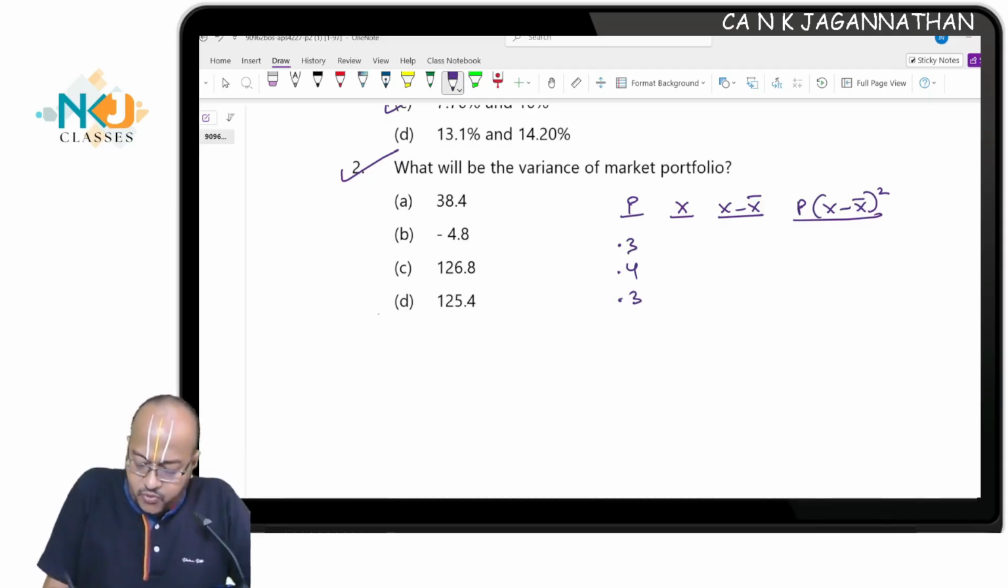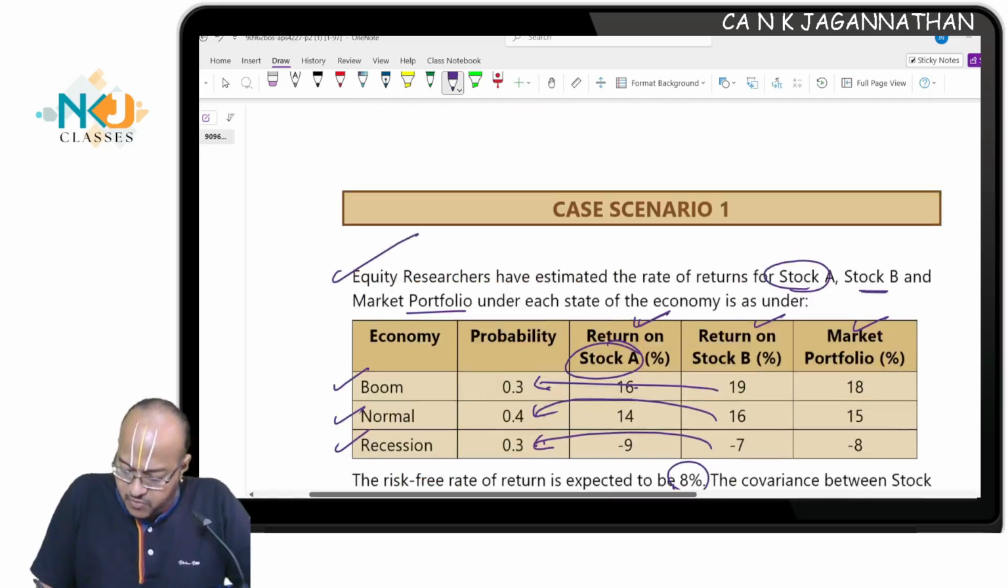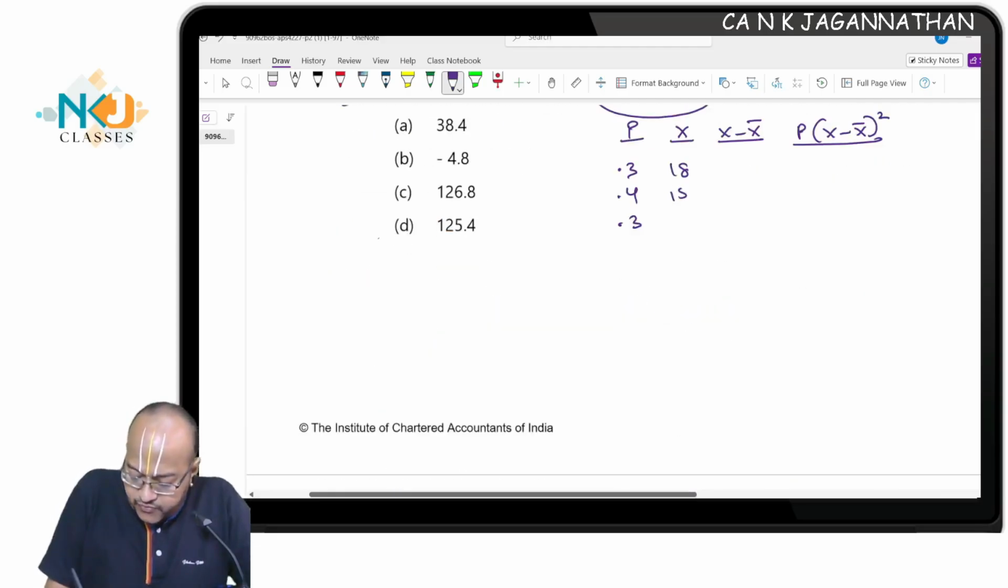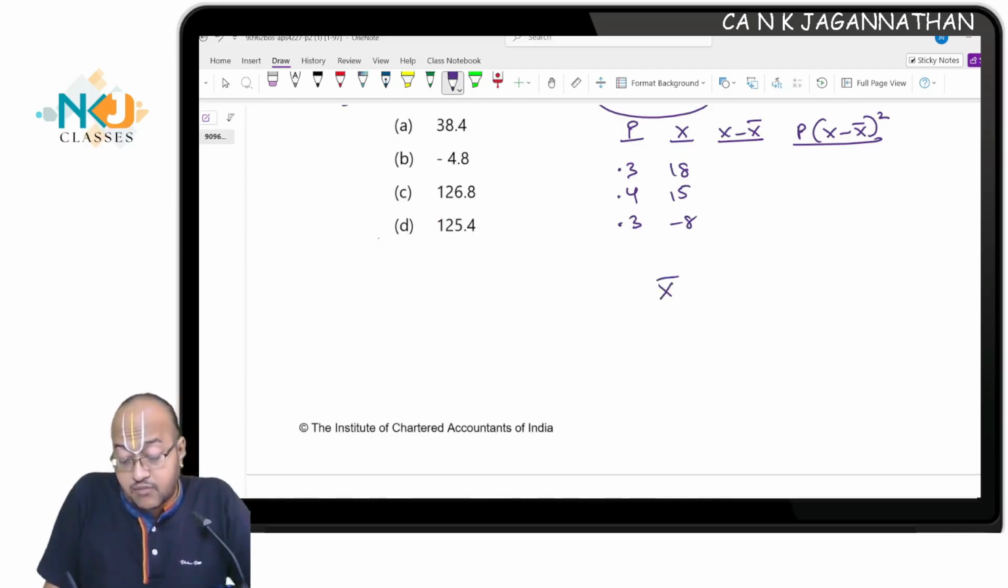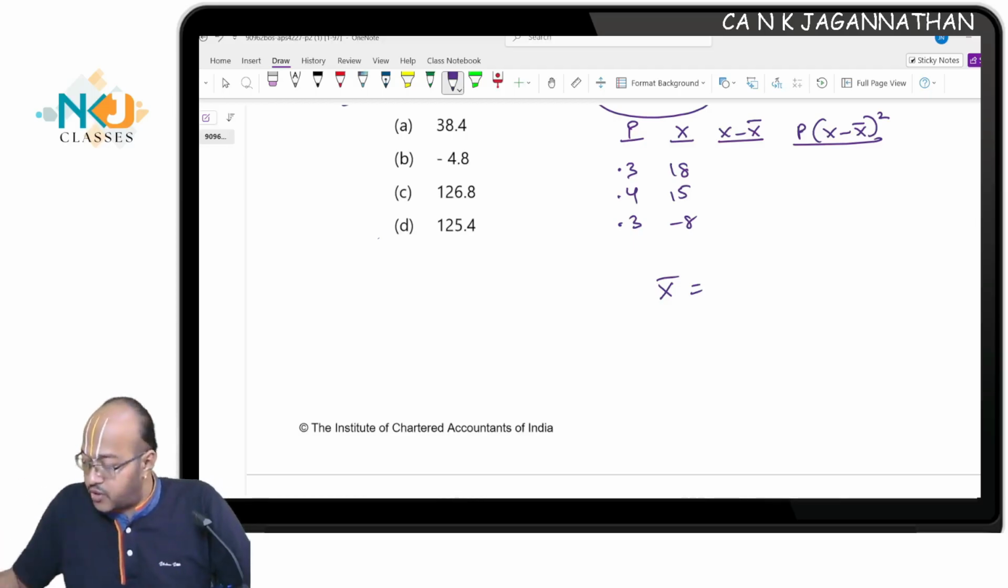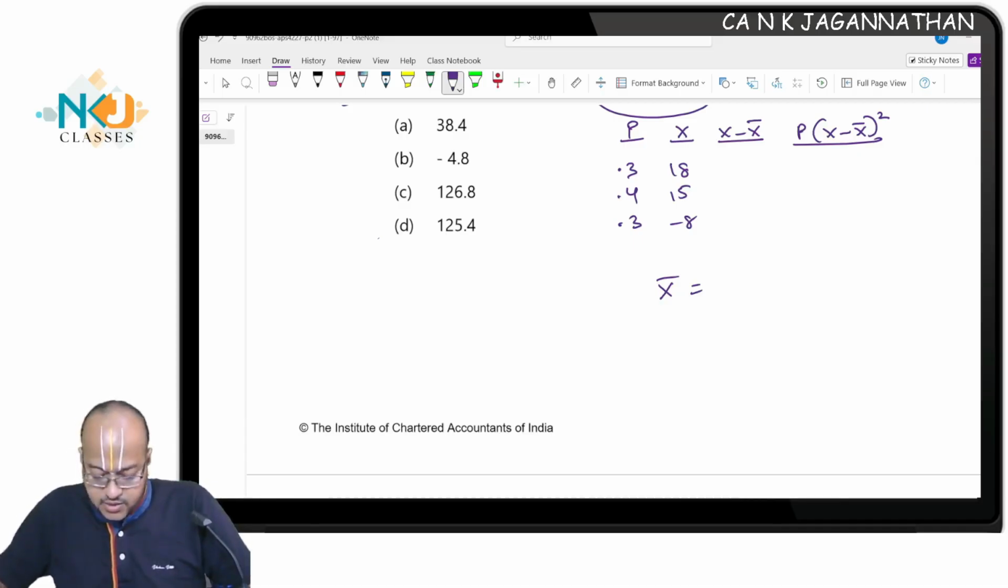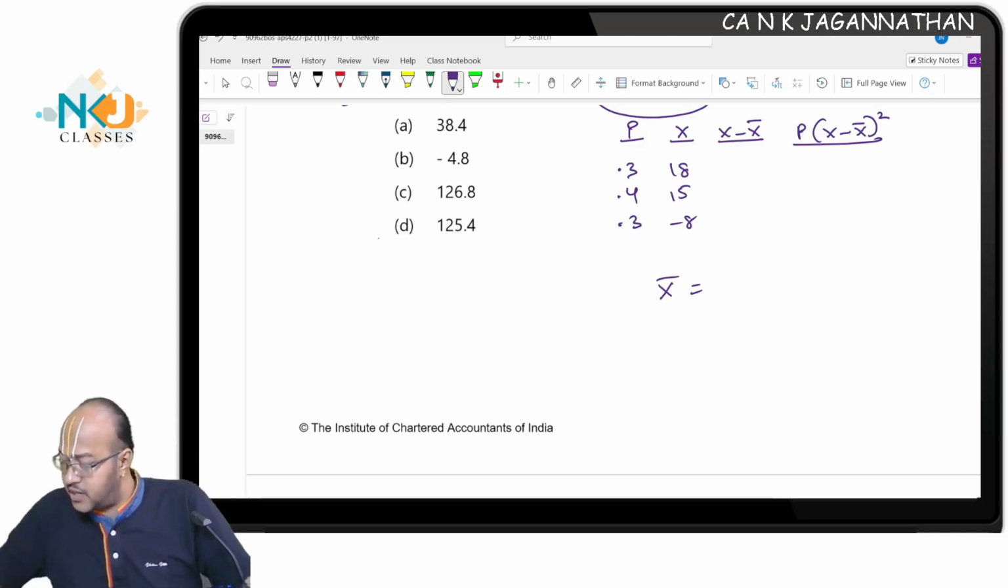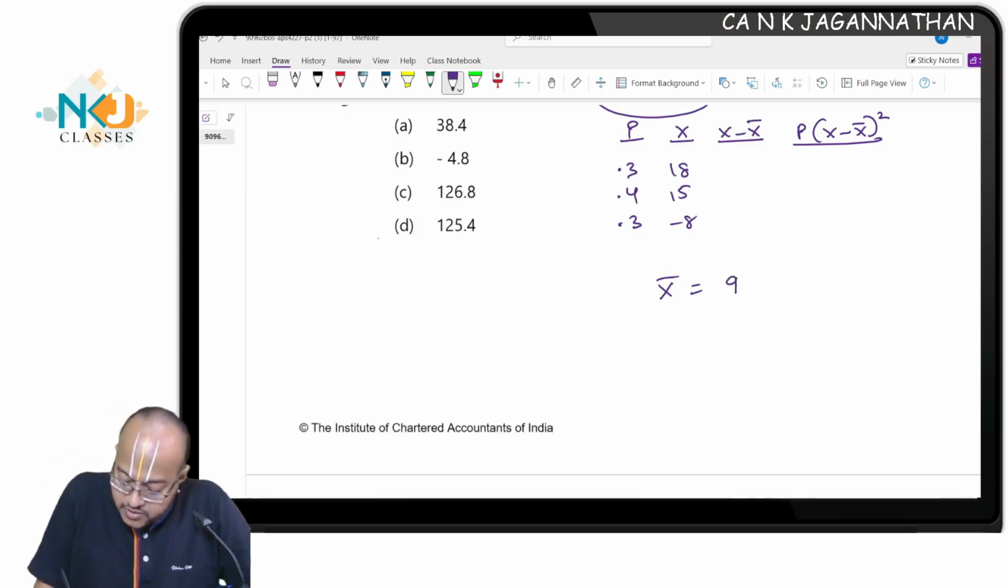See, very simple. For the market portfolio, I consider the market return as X. So 18, 15 and minus 8. You can put it like this, and you have to first find out what the X bar or RM bar is. In this case, what is the average return from the market? So 18 into 0.3, just like you computed for the stock, plus 15 into 0.4, and minus 8 into 0.3, you can get it as 9%. Are you all understanding? So the average return of the market is 9%.